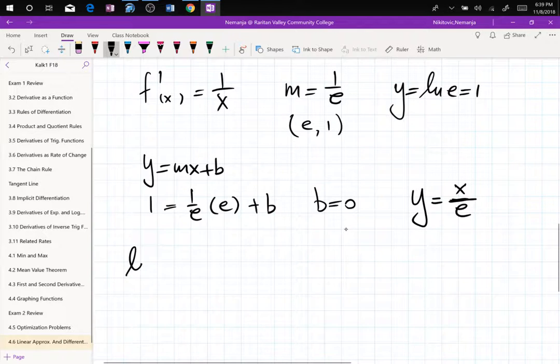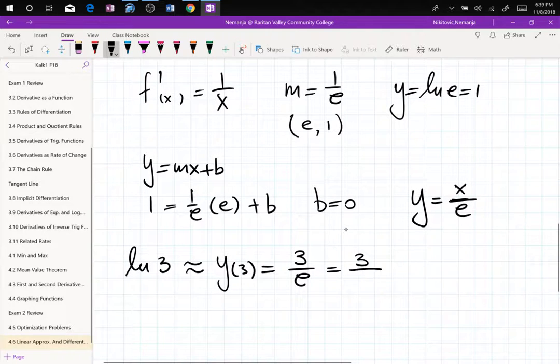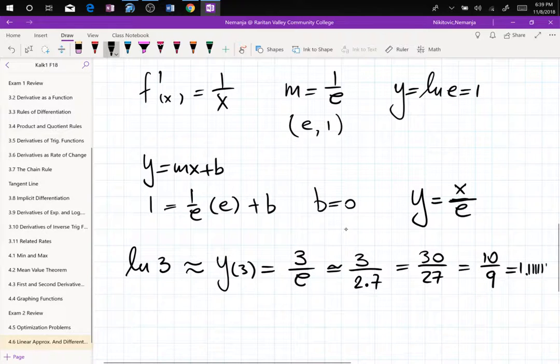So what is ln 3? Well, ln 3 is going to be approximated by y computed at 3, and that is 3 over e. Well, 3 over e, e is approximately given by 2.7, as noted before. So this is 30 over 27 when you multiply by 10 to get rid of the decimal. Now you cancel by 3, you get 10 over 9, and this is going to be 1.11111 forever.